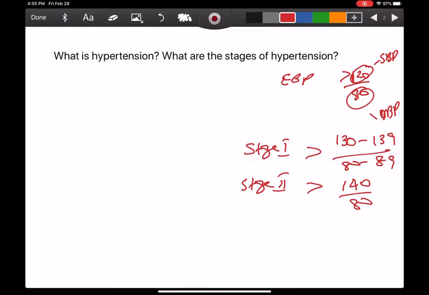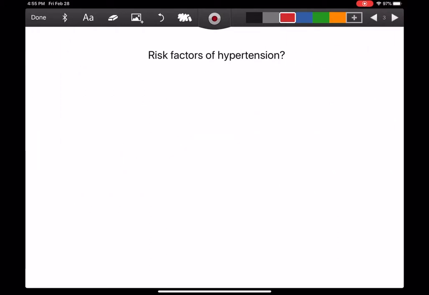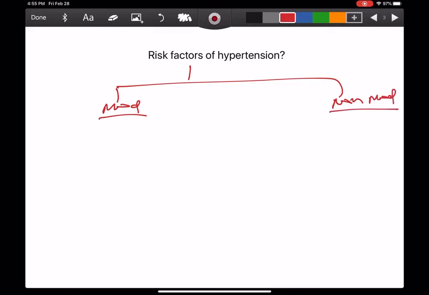Let me move on to the risk factors that put the patient at a greater probability of having hypertension in the future. I would broadly classify the risk factors as modifiable and non-modifiable. The non-modifiable risk factors are things that you can't work on, like a positive family history or advanced age. Advanced age puts you at a greater risk of hypertension too.